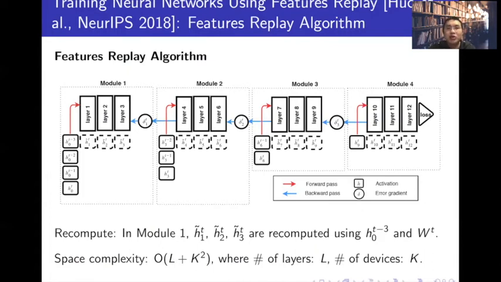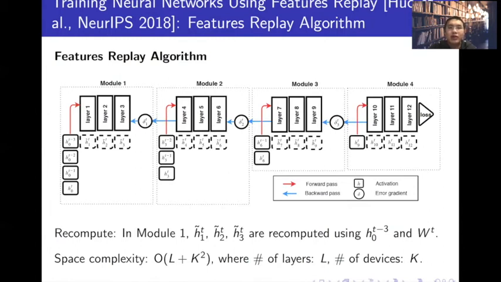So for example, in module 1, instead of storing the activations in different time steps, module 1 will, in time step t, to compute gradients using samples from time step t-3, just input the input of module 1, h0^{t-3}, to the module, and use the model weight w^t to recompute the activations at layer 1, layer 2, and layer 3, which are h1^t, h2^t, and h3^t separately.